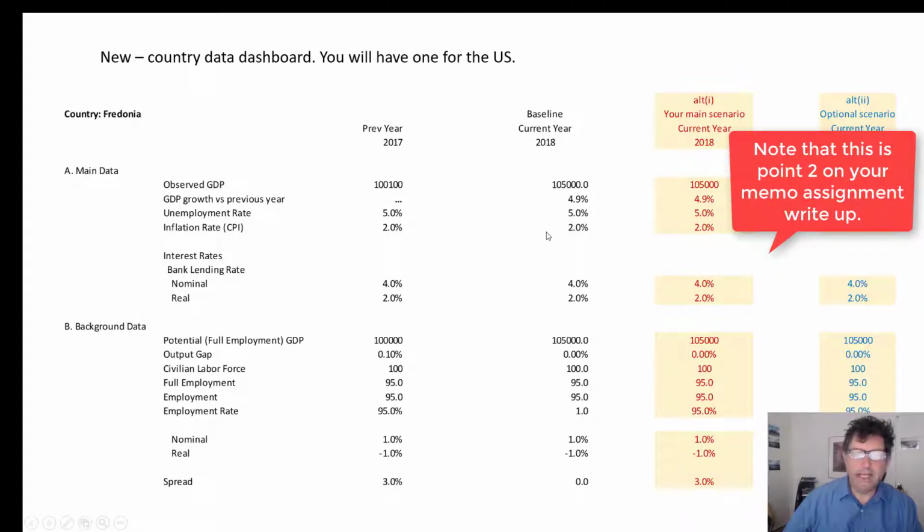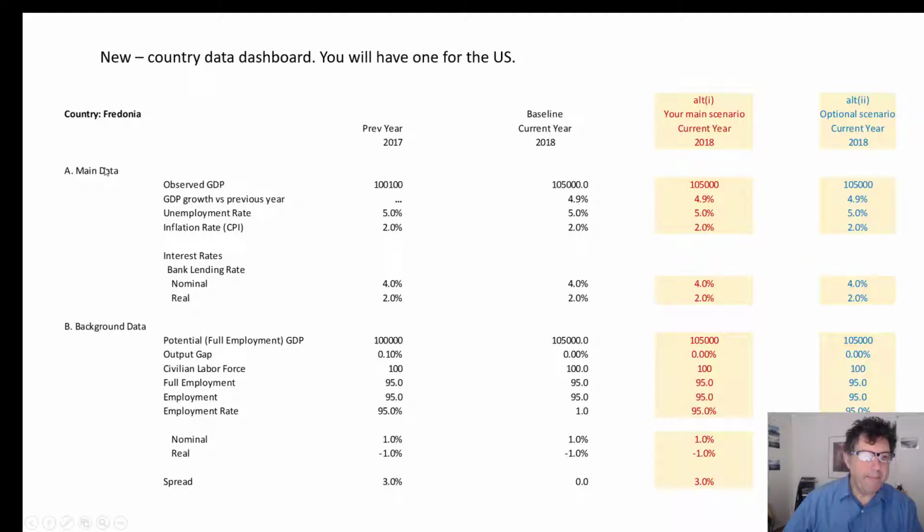Now, there's something that's new here in the model. It's called a country data dashboard. There are two parts. There's the main data, and then there's some background data. You'll notice the main data has the main stuff you'd want. Observed GDP growth relative to the previous year. I have to stress that, okay, we have a previous year. We have a baseline, a vanilla no-shock scenario here that you'll be starting off with in this column. This column here, we'll call it Alt 1, this is going to be the main scenario, in our case for Fredonia Macro Associates. This will be where you'll put in your main scenario, and we'll do that in just a second.